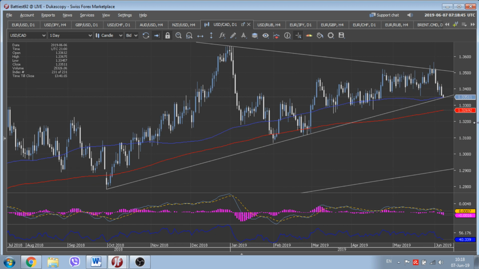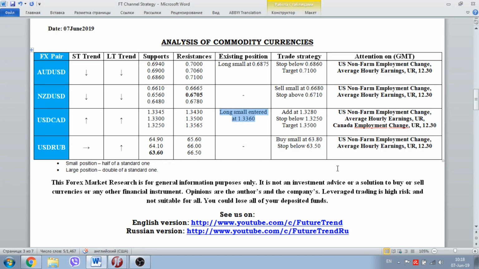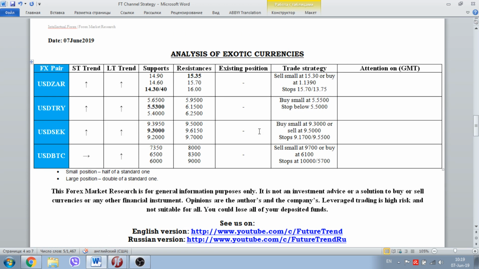Also, don't forget that 132.69 is the location of the moving average 200 daily line, and that's why, taking into account that we expect not so good Canadian employment numbers today, we expect that dollar Canada could rebound to the level of 135, and that will give us an opportunity to cover this existing long.